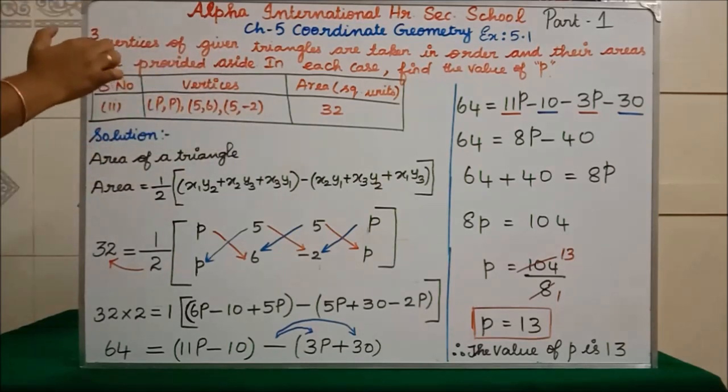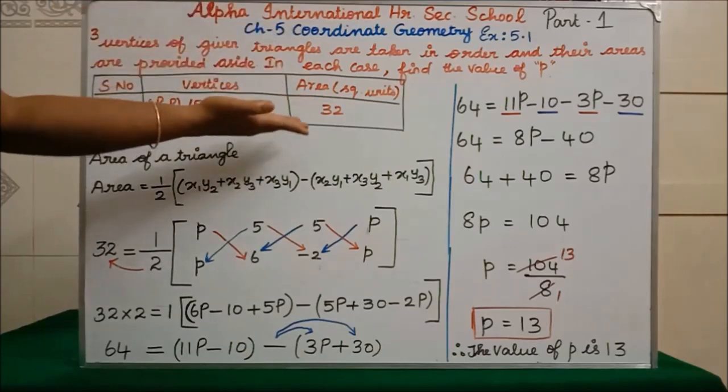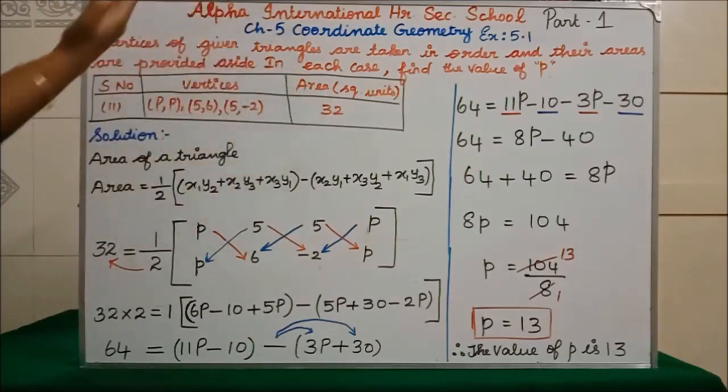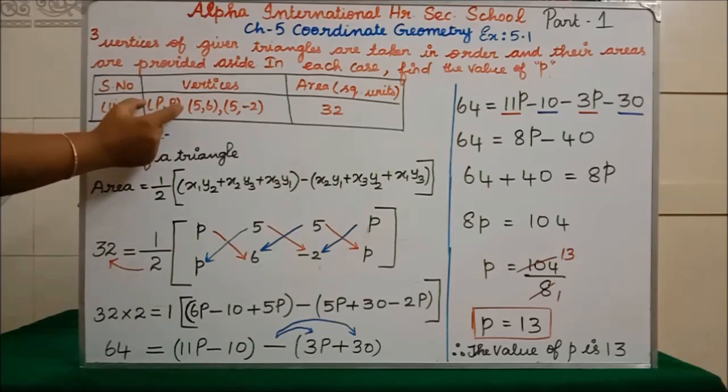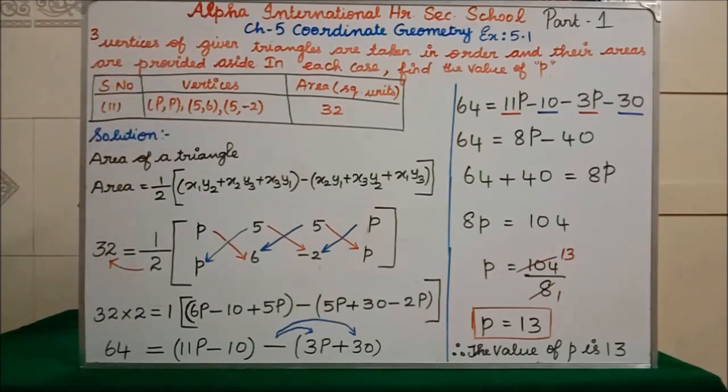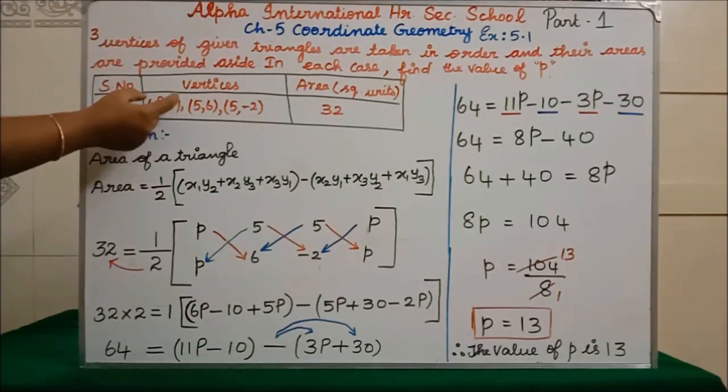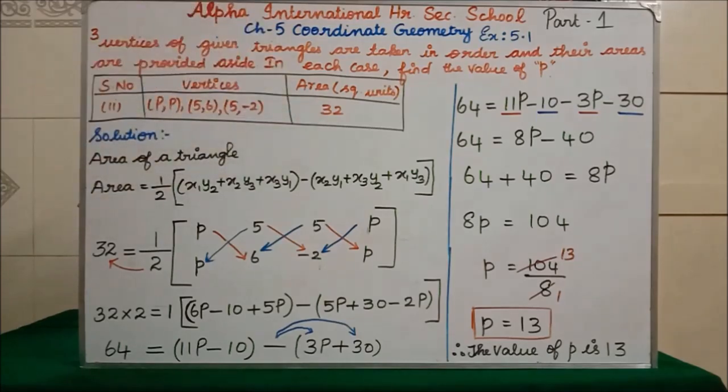But in the third question, they themselves have given the area and they are asking us to find one of the vertices. This vertex is what we have to find. Okay, what is the P value we have to find? Clear the difference between the first question and the third question? In the first question we found the area. In the third question we are going to find one of the vertices and they have given the area. But for 1 and 3 both, the formula is the same. Clear? Now we'll go for the solution.